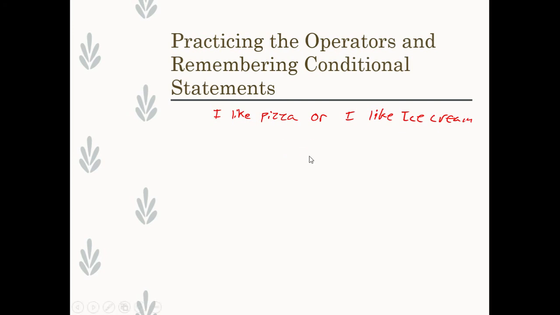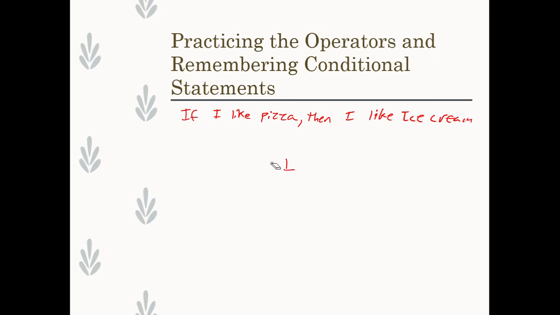How about if you erase the "or" and before the I go "if I like pizza, comma, then I like ice cream." That would be P for I like pizza, and then that sideways horseshoe, and then I for ice cream. If I like pizza, then I like ice cream.